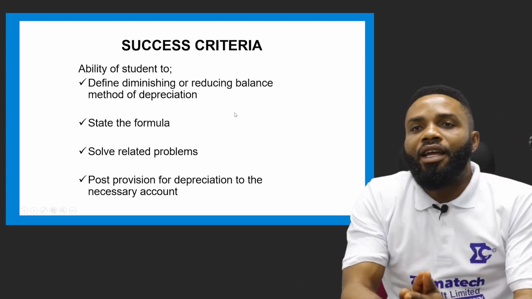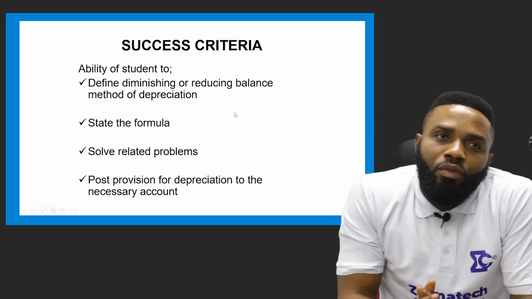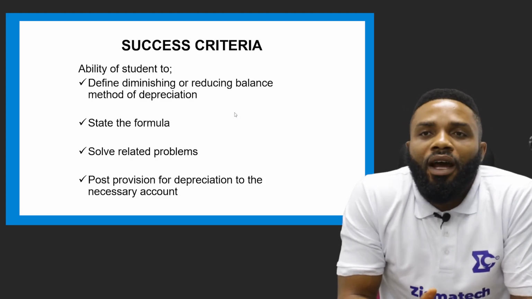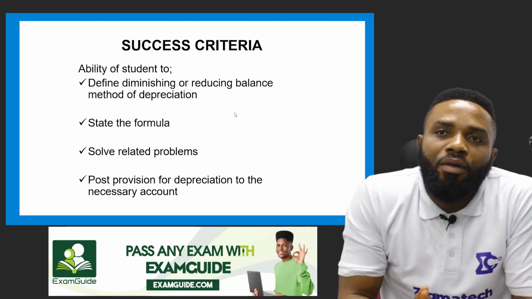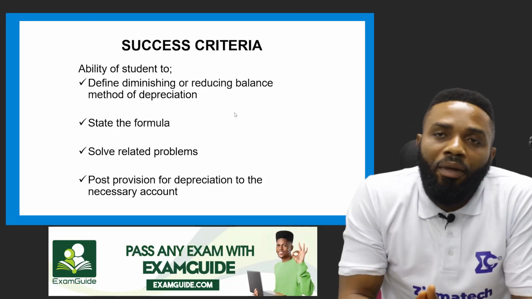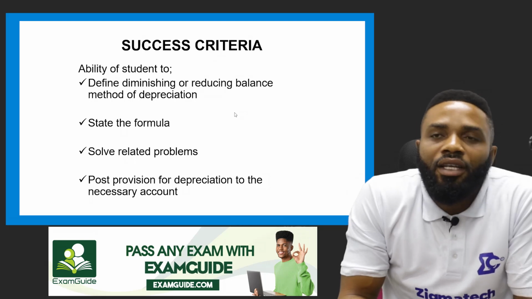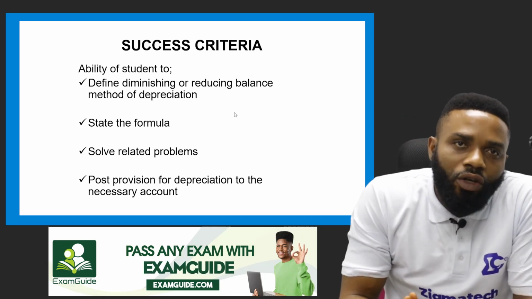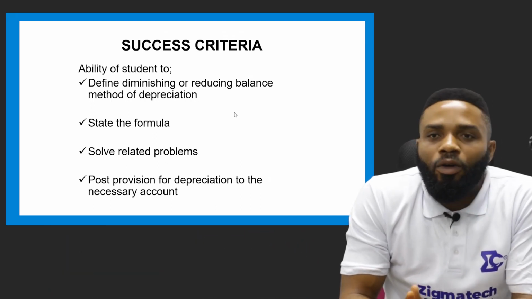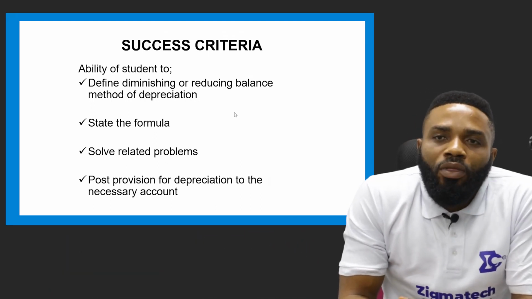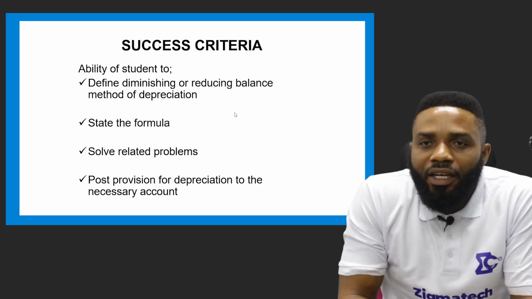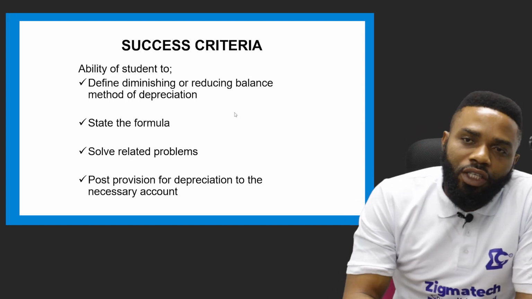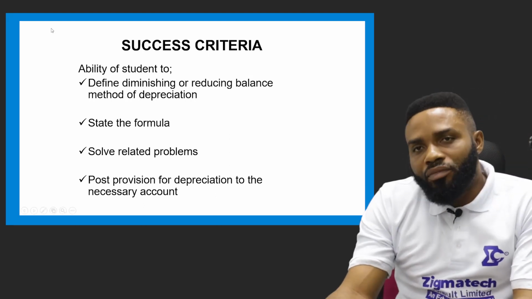And then at the end of the lesson, we are supposed to measure our level of success. We call it success criteria. That is what we use to determine if we've been able to achieve our objectives. Number one, if we've been able to define the diminishing or reducing balance method of depreciation, if we've been able to state the formula, if we've been able to solve related problems, and if we've been able to post provision for depreciation to the necessary account.